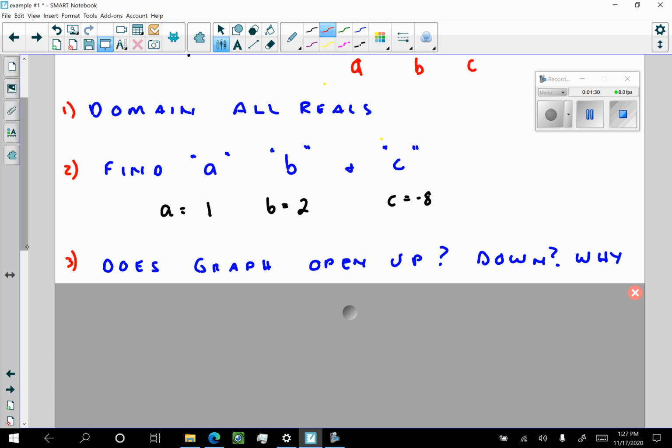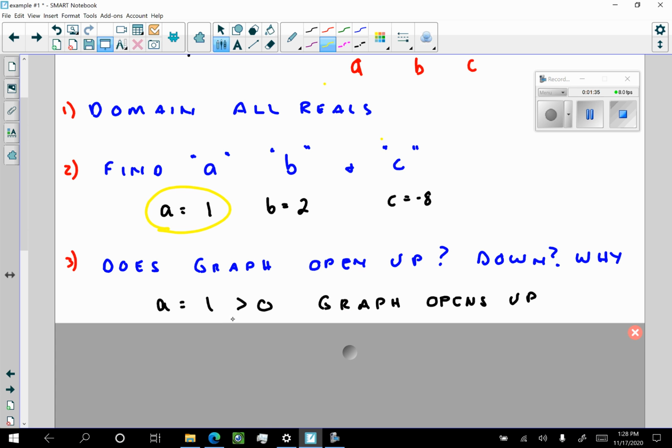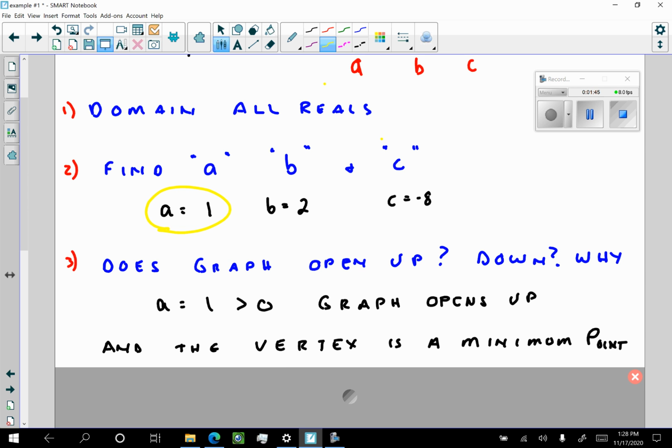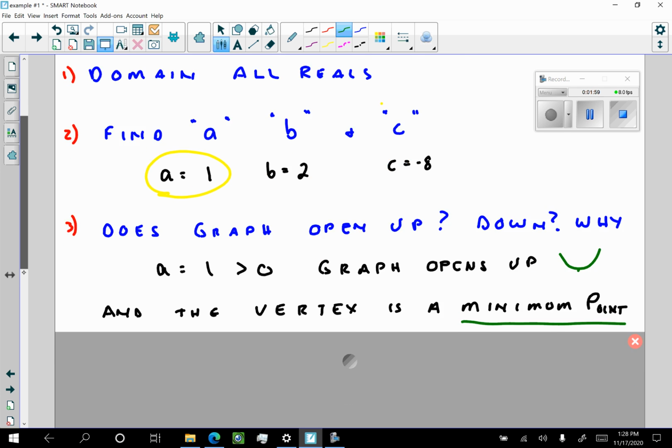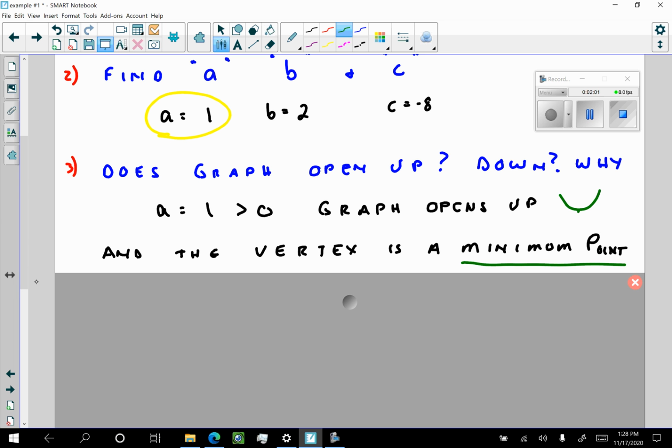Then we're going to use that with the A. So what do we know? We know that since A is equal to 1, which is greater than 0, A is positive, the graph opens up. If the graph opens up, we know that the vertex is a minimum point. That's going to be key information. If A is equal to 1, the graph is going to open up, and the vertex right here is going to be a minimum point right there. Very, very important information. That's if the A is positive. We have very simple A, 1.